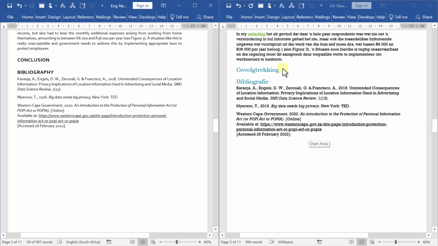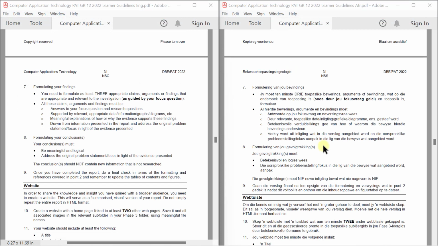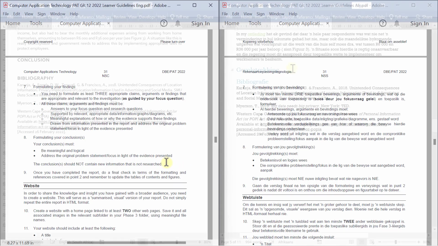Right, now we're going to be writing our conclusion, die gevolgtrekking. So the conclusion needs to be meaningful and logical, and it has to address the original problem statement in light of the evidence presented. So this is extremely important. We have to look back at the focus question and reinterpret that based on the evidence we've gathered in phase one and in phase two, but it may not contain new information that we've not researched. Okay, so it can't just be opinion based.